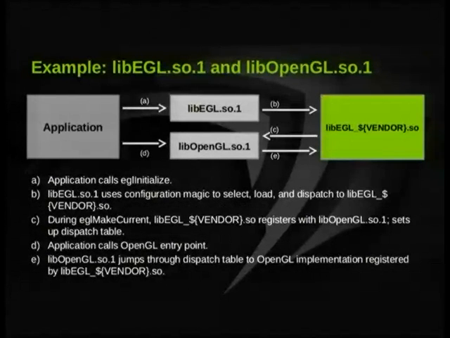And libEGL is the same. The only sticky point there is that it's a little less clear how to make the initial selection about which vendor to map to. So I think we'll have to work out the correct heuristics there. But otherwise, the flow and the interaction between libEGL, libEGL vendor, and libOpenGL is the same as in the previous slide.